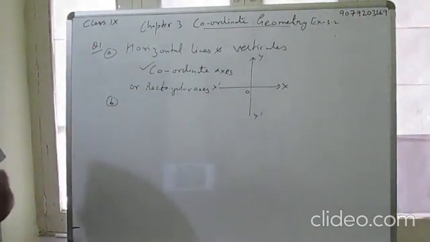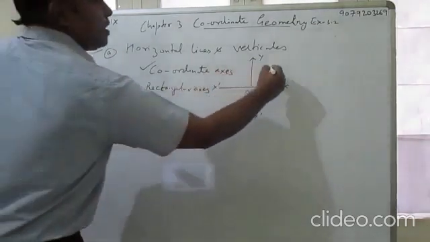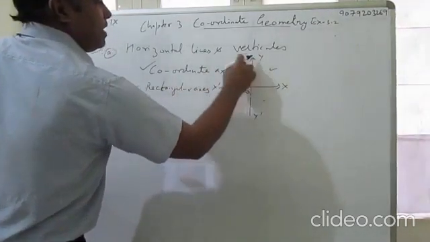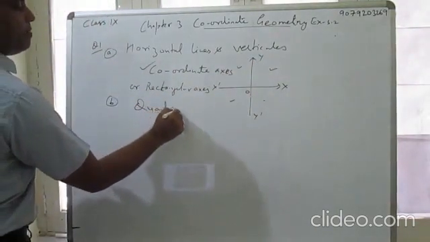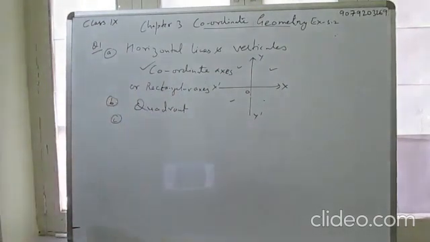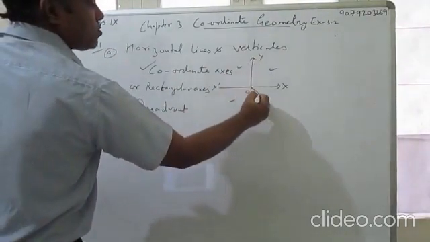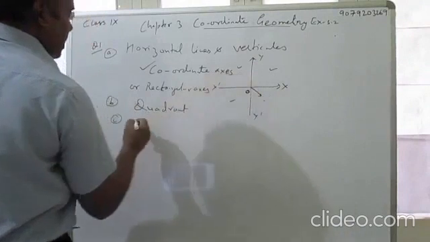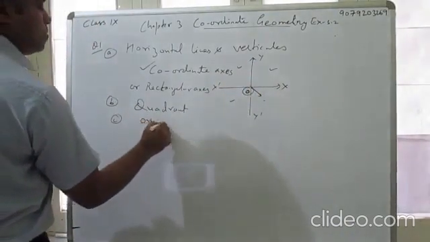Now B part. What is the name of each part of the plane formed by these two lines? What do we call each part? Quadrant. It is divided into 4 parts, quadrant. C. Write the name of the point where these two lines intersect. These two lines intersect at point O, and it is called the origin.